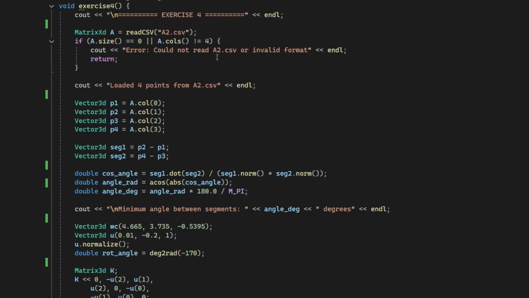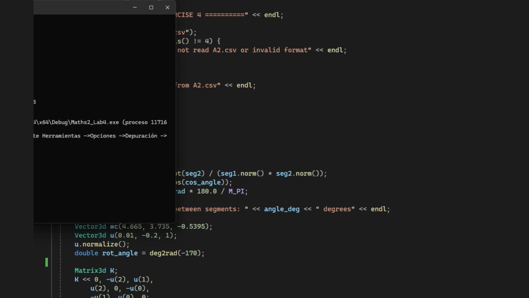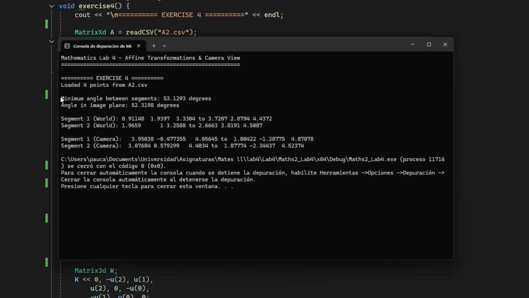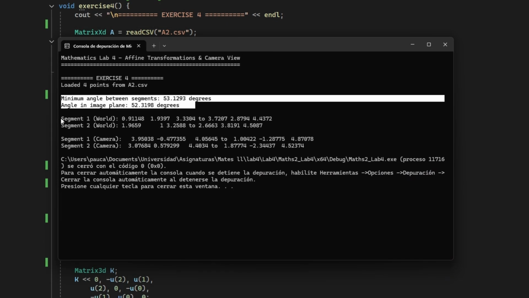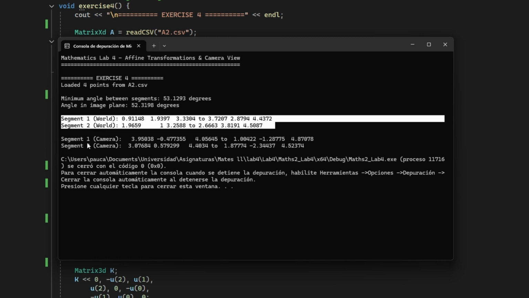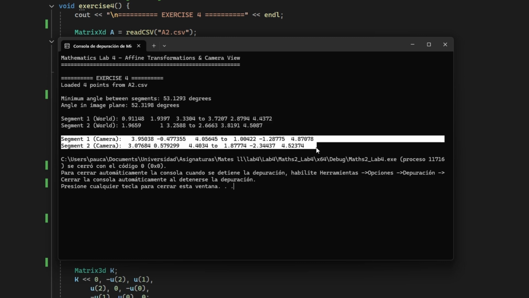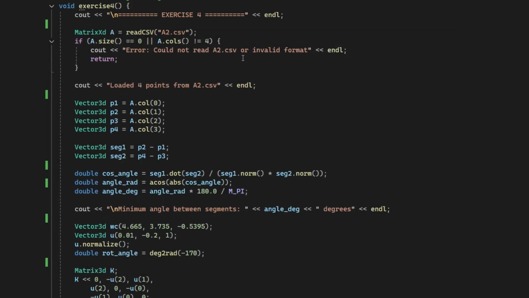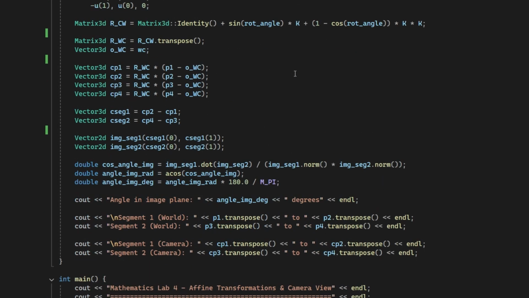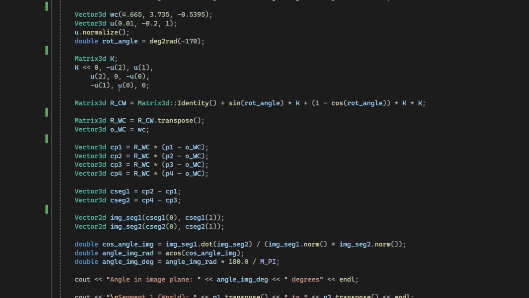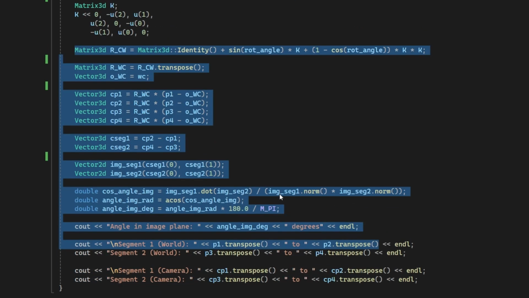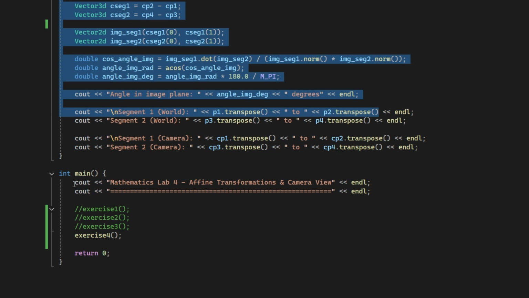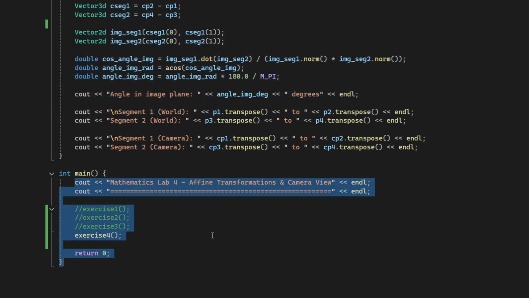So let's see. Segment 1, our segment 2, and then our different segments from camera, world and camera. So this is my code. This is how it prints, and how I manage the structure. That's very simple.